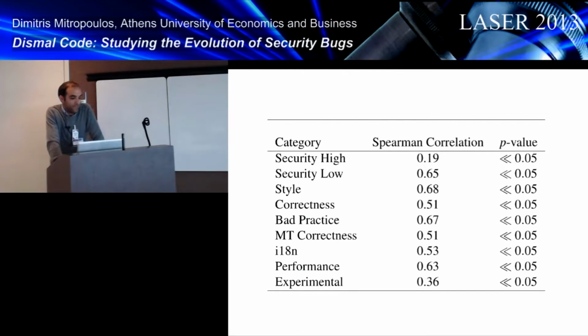Our next finding involves the relation of defects with the size of a jar. To achieve this, we carried out correlation tests between the size and the defect counts for each project conversion. As you can see in this table, the security high category stands out by having a remarkably lower effect than the other categories, contrary to our hypothesis.